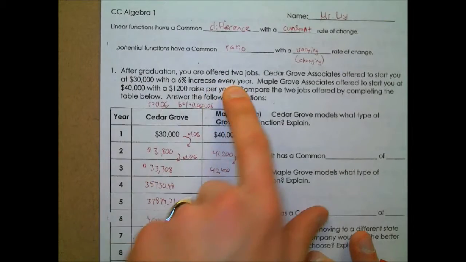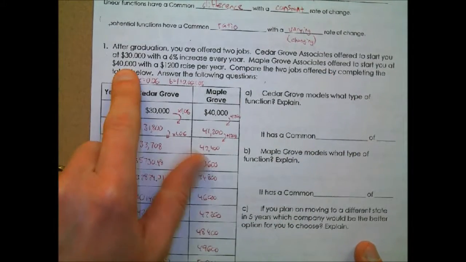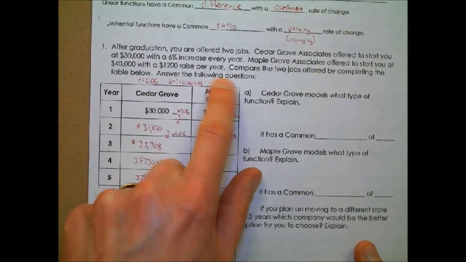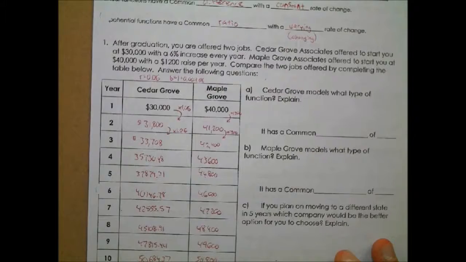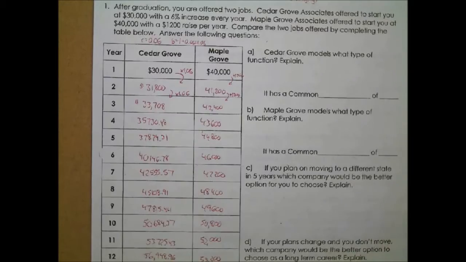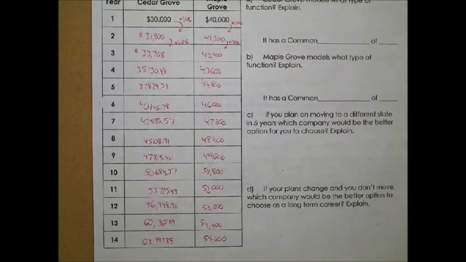And then Maple Grove, a different situation. We started higher, but we added $1,200 every year, flat, just $1,200, okay? And we're comparing these two job offers by completing this table. So you look here at the table, and here's what your table should look like, something like that, with rounding and stuff like that.